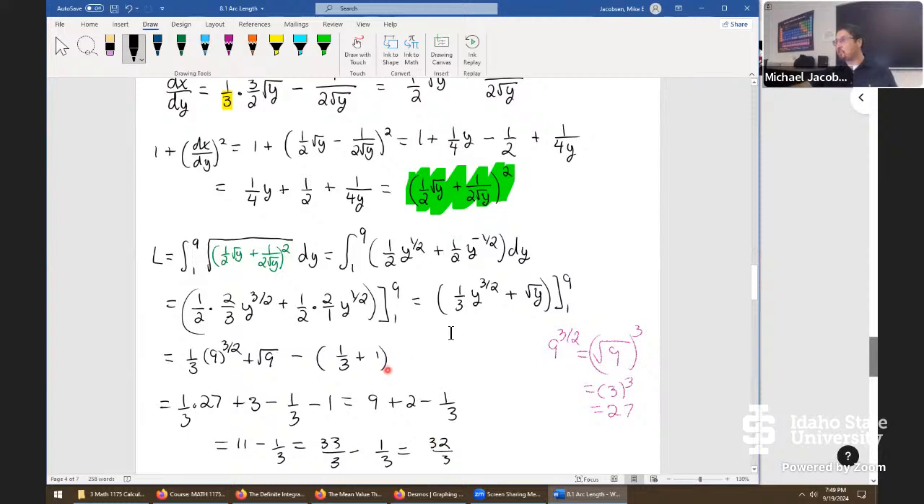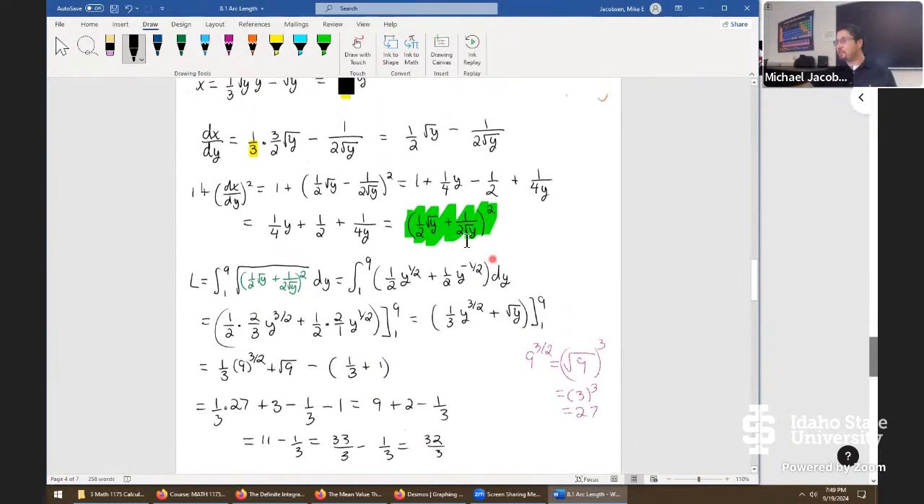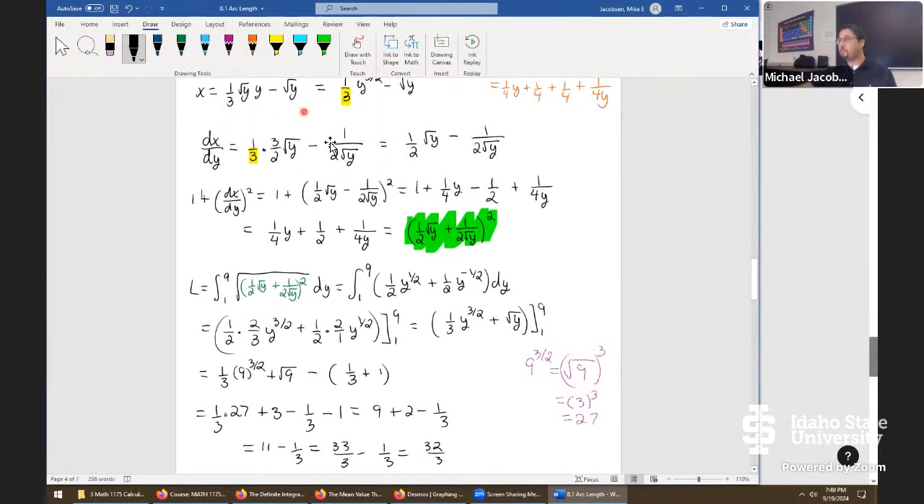But we've got a length, folks. The length of this curve, kind of a weird one, from 1 to 9 is 32/3. Not too sure when this will really affect us in ordinary day-to-day life, but it's nice to know that you can find the lengths of these curves. Who knows? This could be the trajectory of a projectile, or it could be a cable hanging from one pole to the next. These are very practical problems for finding the lengths in a real applied setting.